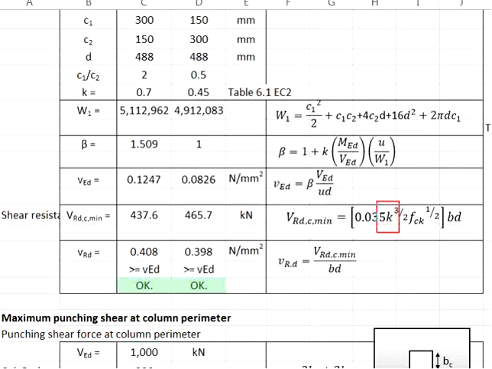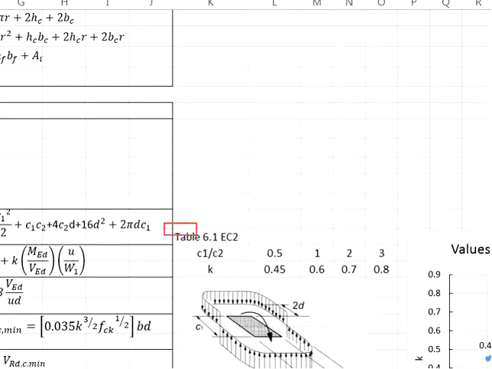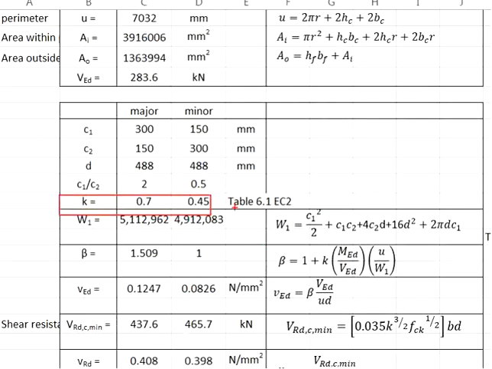You need to be careful with this k here. Try not to confuse the k here and the k here. The k here is used to determine the beta that you obtain from Table 6.1 in Eurocode 2. This k is meant for determining the punching shear stress, which is in the form of the beta and eventually converts it into the punching shear stress. You should not substitute this k into the equation here.